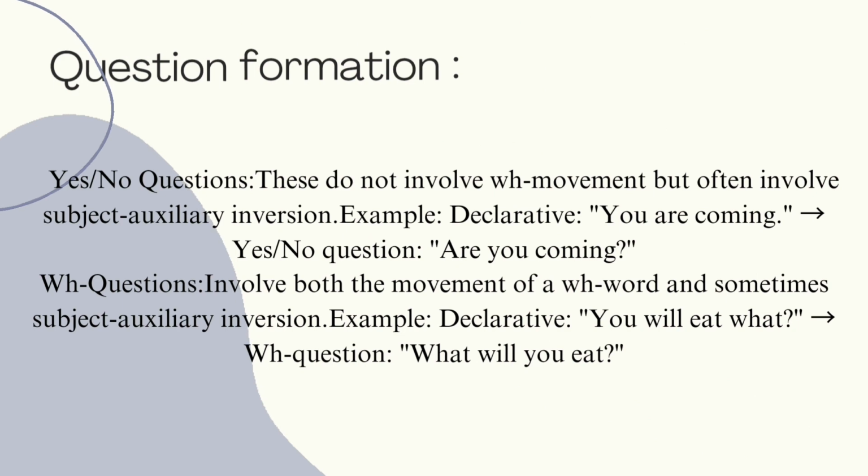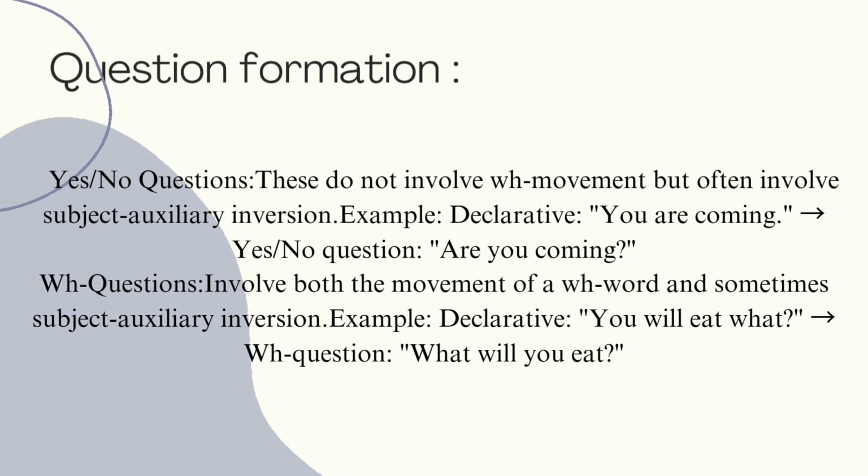The question formation. Yes or no questions do not involve WH movement but often involve subject, auxiliary, and verb inversion. For example, we are coming. We're gonna change the statement into a yes or no question. So it's gonna be, are you coming? So the answer is gonna be whether it's yes or no. Yes, I'm coming, or no, I'm not.